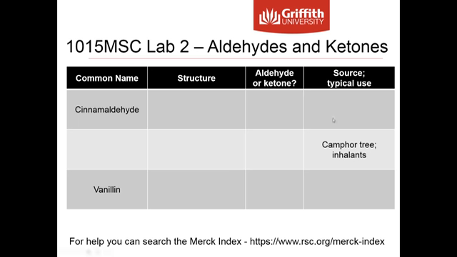The next one here would be some compound we're going to work out. We're told that it comes from the camphor tree and that it's used as an inhalant. From that information, you should be able to work out what the compound is, draw its structure, and then have a look at the structure and determine whether or not it contains an aldehyde or a ketone. So continue doing that for the rest of that table.